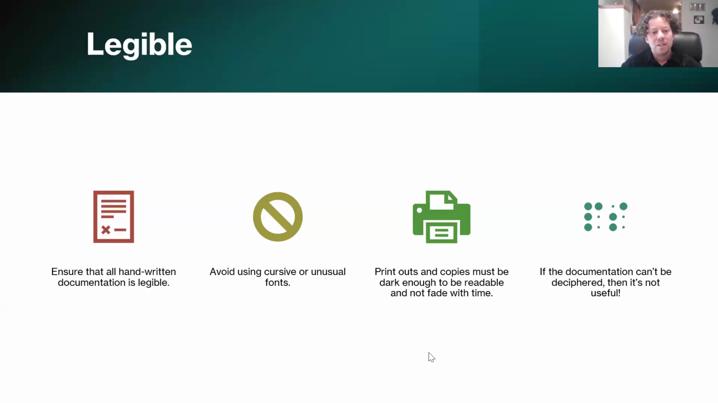Legible. So I think we intuitively know what this means, but here are a few things to keep in mind. Ensure that all handwritten documentation is actually readable. So please don't use cursive other than for signatures. Don't use unusual fonts. If anything is being typed up, just use basic fonts. Don't use anything fancy. Any printouts or copies must be dark enough to be readable and not fade with time. So make sure your printer is not running out of ink if you're printing off a document. And just remember, if documentation can't be deciphered, it's not actually useful. So it's only as useful as it is legible.